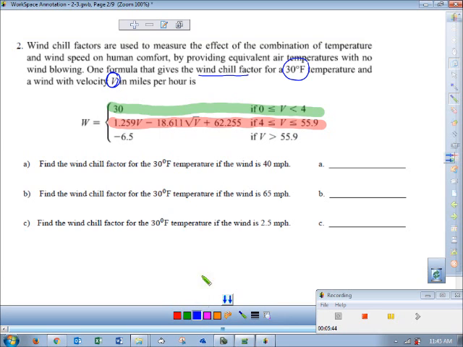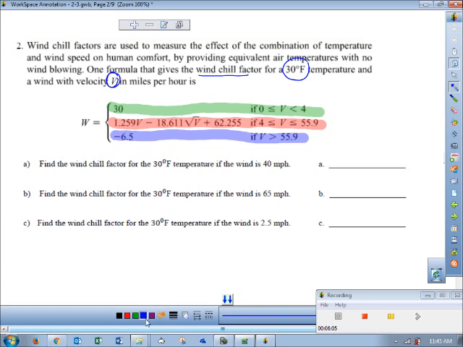And then we've seen the wind get more than 60 miles per hour, or we'll call it 55.9. If the wind is more than that, then the temperature is basically going to be negative 6.5 degrees Fahrenheit. And it doesn't matter, it could be 100 miles an hour. It's just really never going to get much colder than negative 6.5 degrees. So again, we just got to figure out which function we're going into, the green, the red, or the blue.